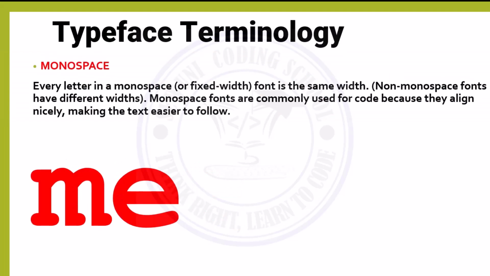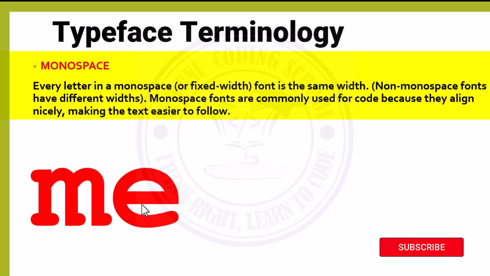Let's go to another typeface called monospace. Every letter in the monospace has a fixed width. If you check, the thickness of all the letters is the same. They are also commonly used for code, and they align nicely. If you check, the thickness of this end is the same as the thickness of this end and that of the curve here. Same with the M.